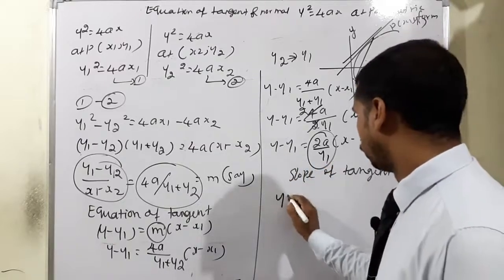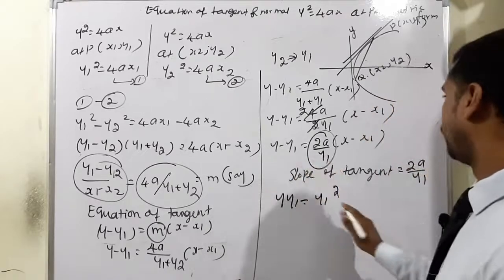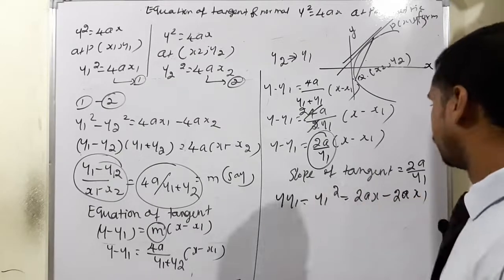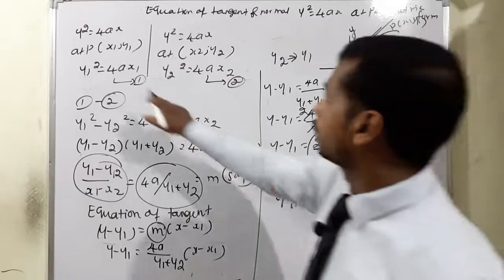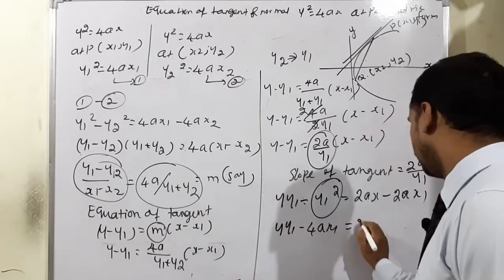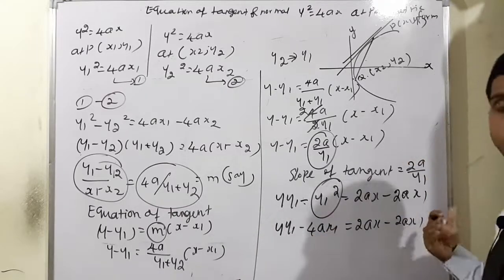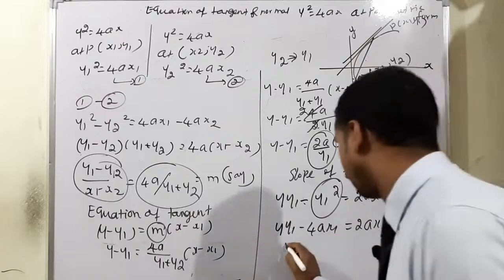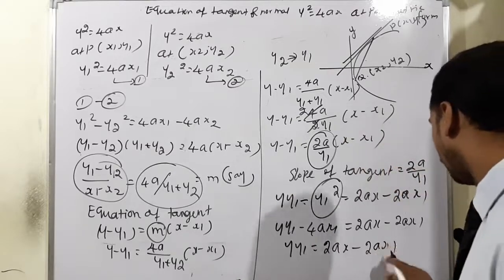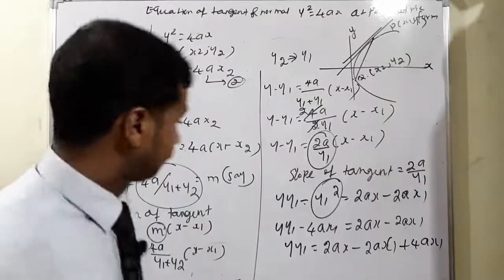Now cross multiply: y1 into y minus y1 into y1 means y1 square is equal to 2ax minus 2ax1, isn't it? Already we know y1 square is 4ax1. Therefore y1 y minus 4ax1 is equal to 2ax minus 2ax1. Again negative 4ax1 brought to the opposite side means positive 4ax1. So y1 y is equal to 2ax minus 2ax1 plus 4ax1.